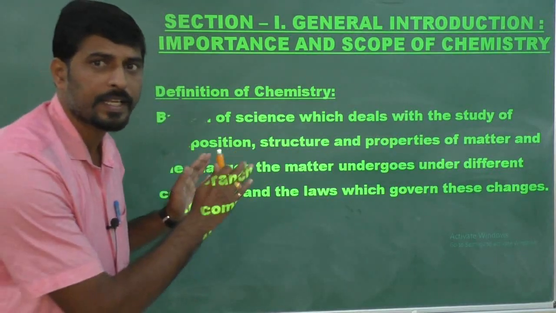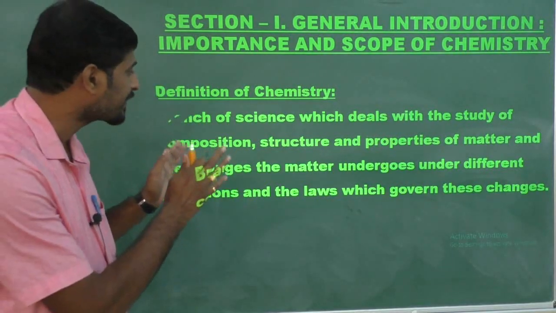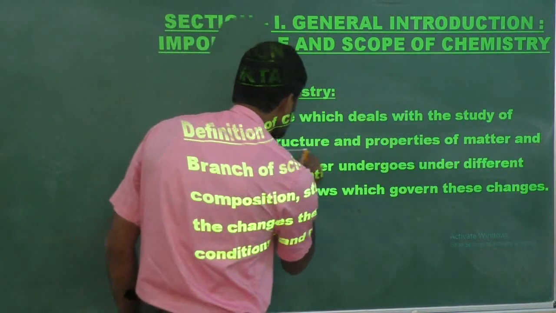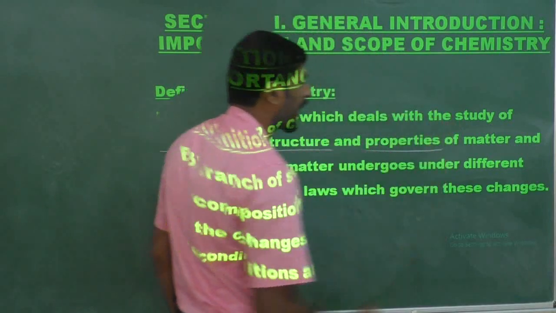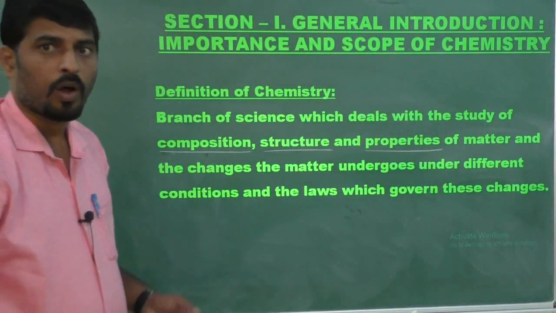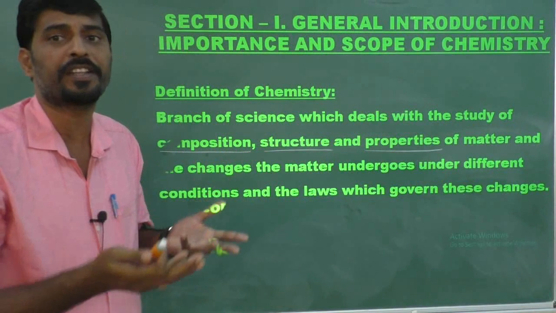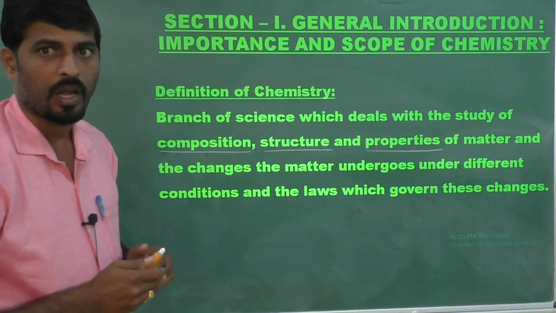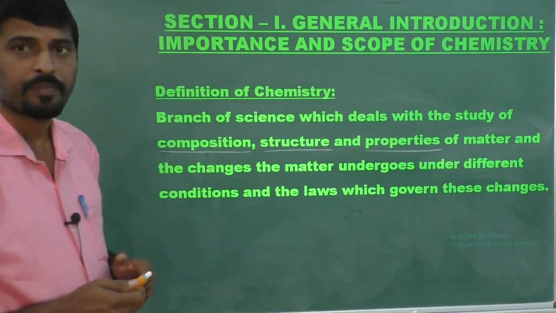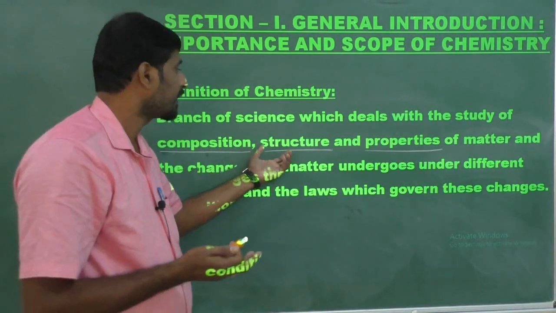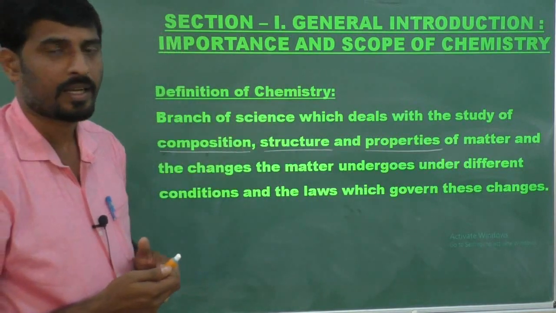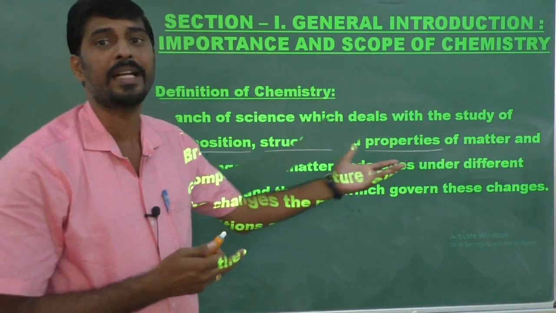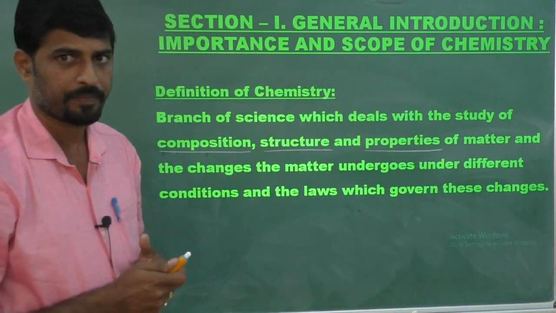If you consider this definition, it has three parts. One is composition, structure and properties of matter. The matter contains what are the different things, what are the components present in that matter. That is composition. How it is designed, that is the structure of the matter, and properties. What do you mean by properties? That is the physical and chemical properties of a matter.